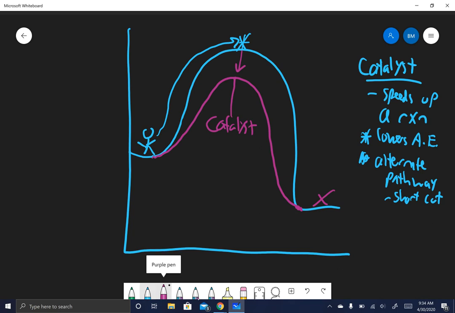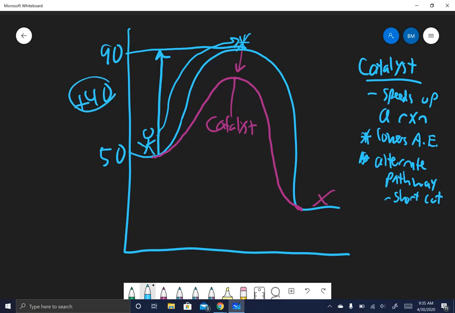So the original activation energy is from here to here. Let's say it's 50 to 90. So that's 40, right? You need 40 kilojoules to get to the top. Well, if you take the catalyst's route, the shortcut, let's say that's 70. So from 50 to 70, you only need 20 kilojoules.